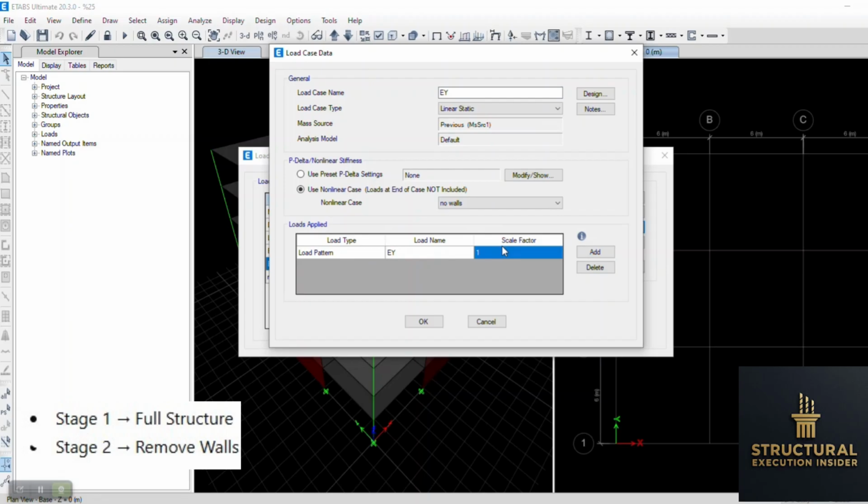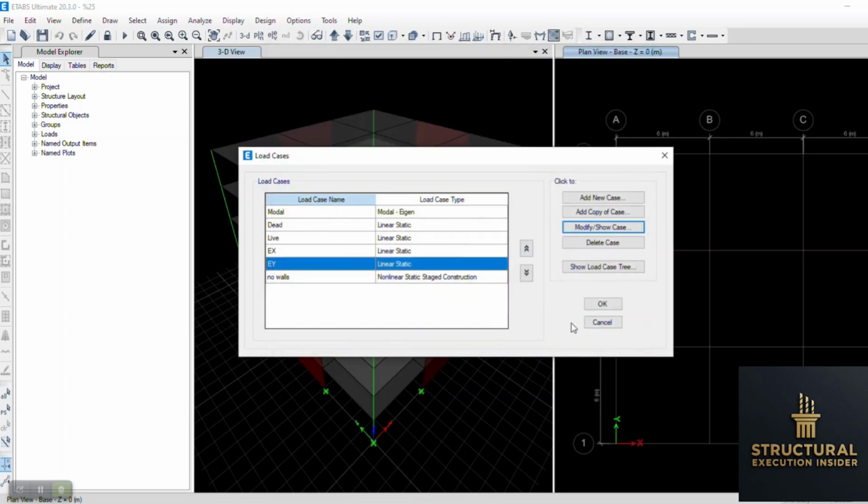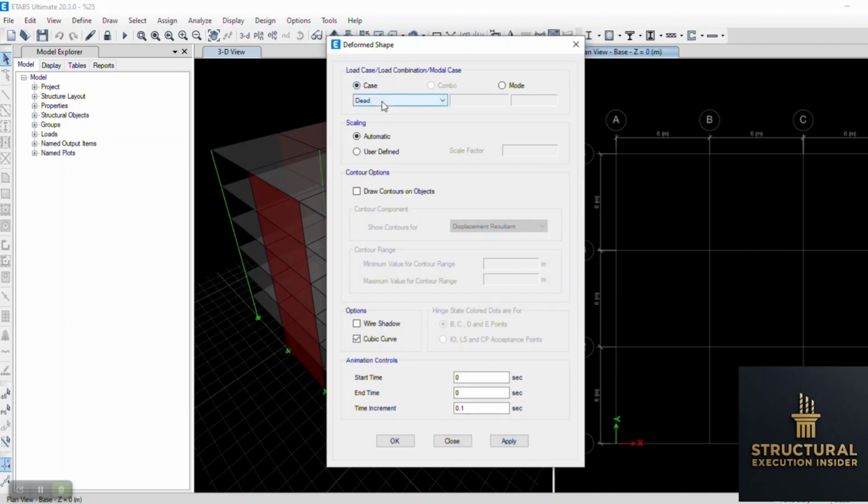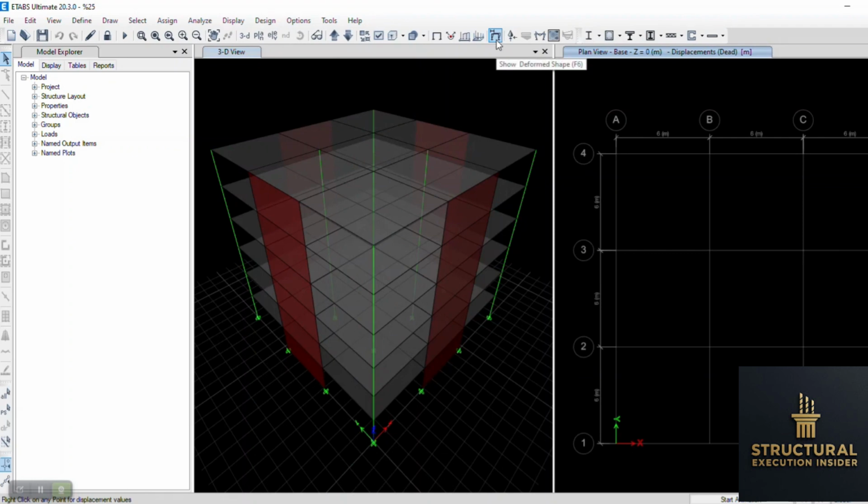Stage 2, remove structure: the wall group is removed from the model. This means the shear walls no longer participate during the seismic loading stage. Now we define the seismic load case, for example, EX or EY. Inside the seismic load definition, we activate Use Nonlinear case and select the staged construction case as the initial condition. So ETABS starts the seismic analysis from the final state of the no-wall stage. This is the key step of the entire method.